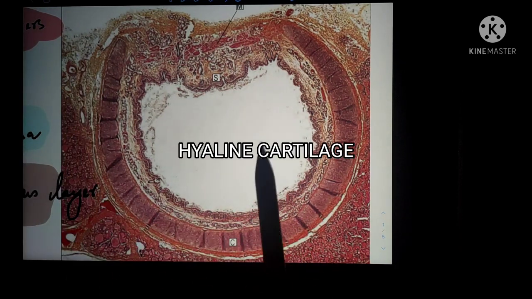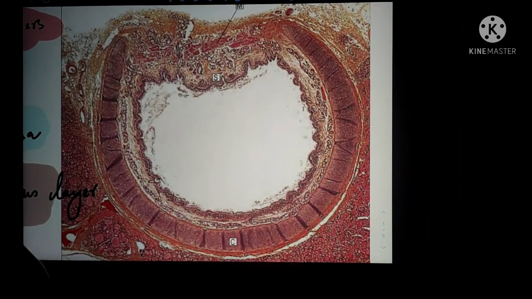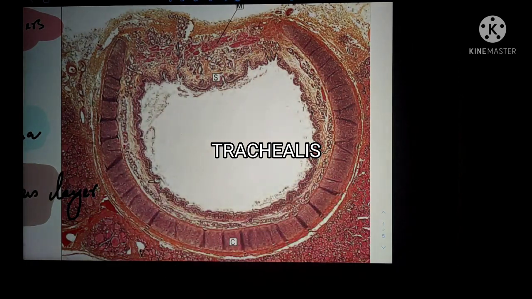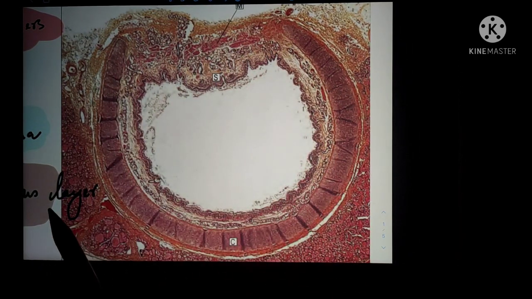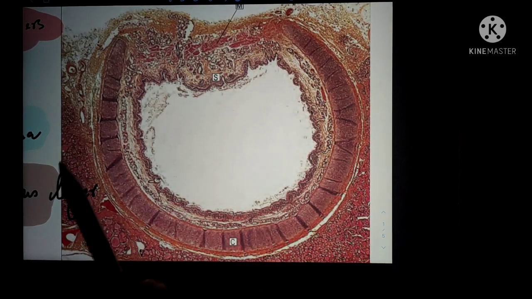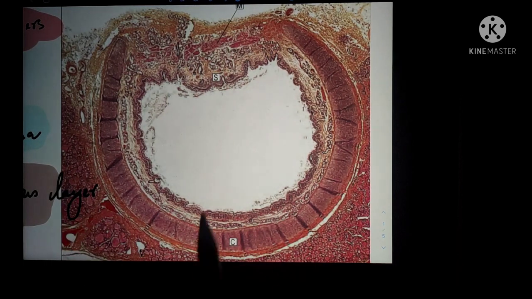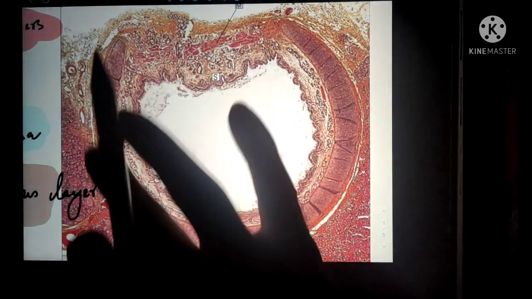It is shaped as the English letter C and it is deficient posteriorly, where it is replaced by the smooth muscle trachealis. The trachealis and the cartilage make the third layer of the tracheal histology. Outside the tracheal layer, on the periphery of it, is the fourth layer, the adventitia. Now let us take one layer at a time. First, let us talk about the mucosa.